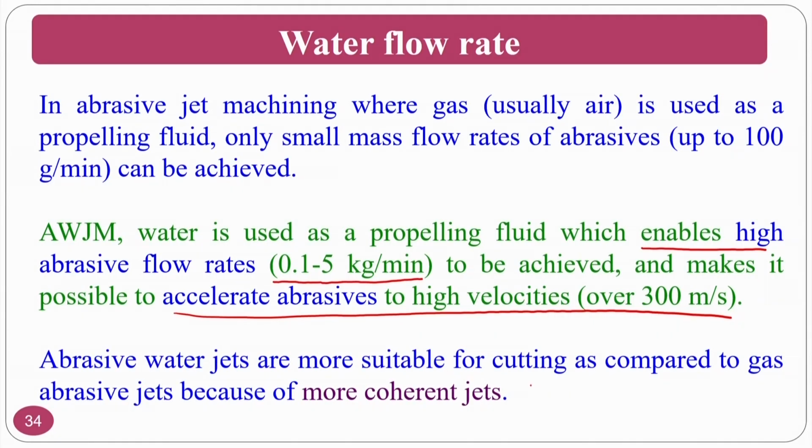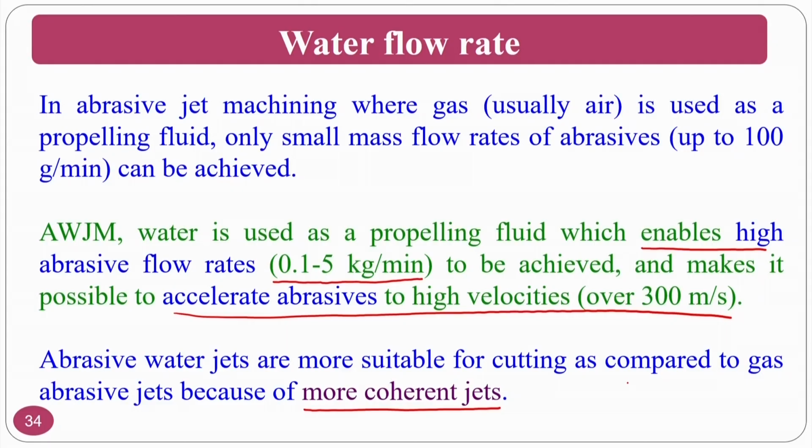Water jets are more suitable for cutting compared to abrasive gas jets because of the more coherent jet. In an abrasive gas jet, once it comes out of the nozzle, there is a chance of diverging because air is there. In the other condition, when water is coming, you get a coherent beam, not 100%, but coherent. That means you get a straight line, because of which you will cut a perfect cut into the material.